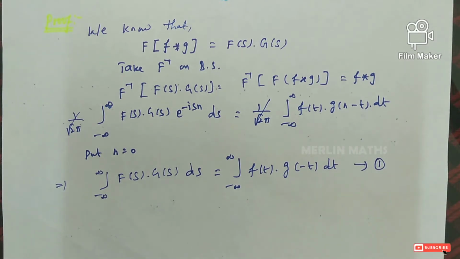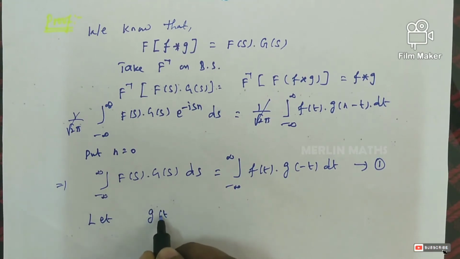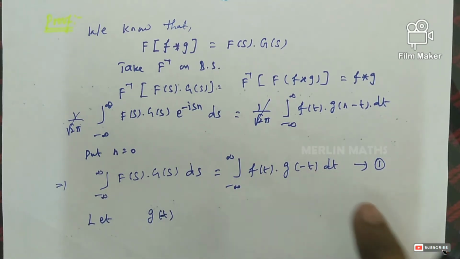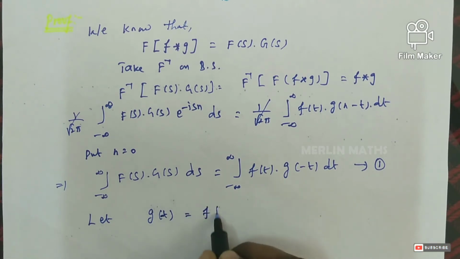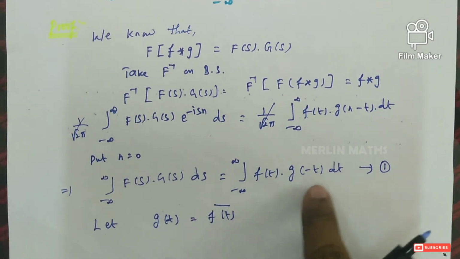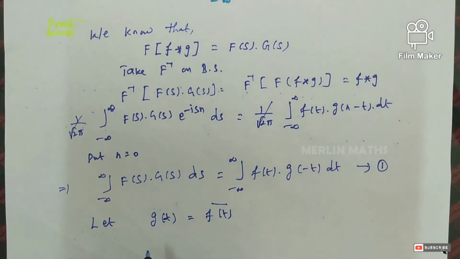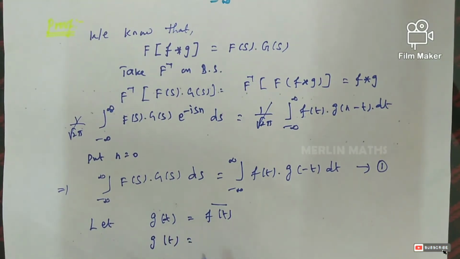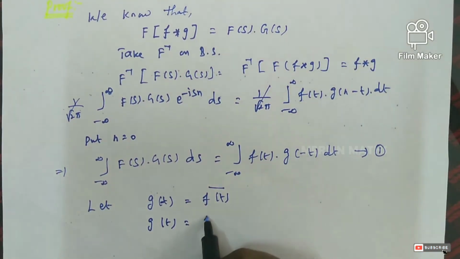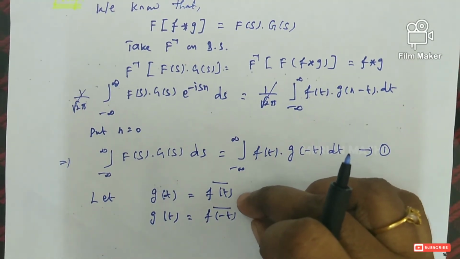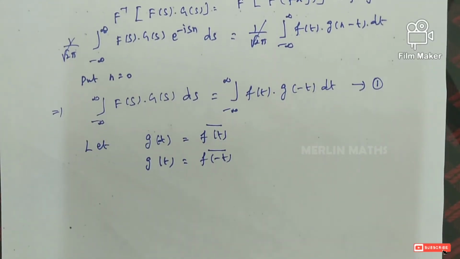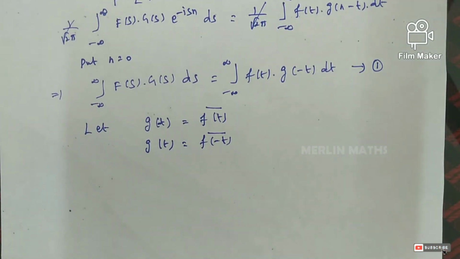Now we are taking some assumption. Let g(minus t) be f(t) the whole bar, and also g(t) be f(minus t) the whole bar. These are the two things we are taking. So g(minus t) equals f(t) bar and g(t) equals f(minus t) bar.